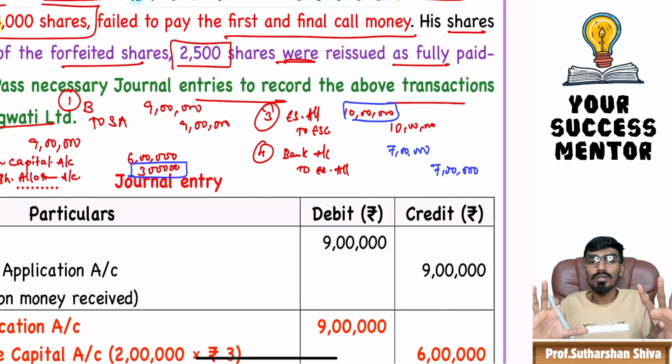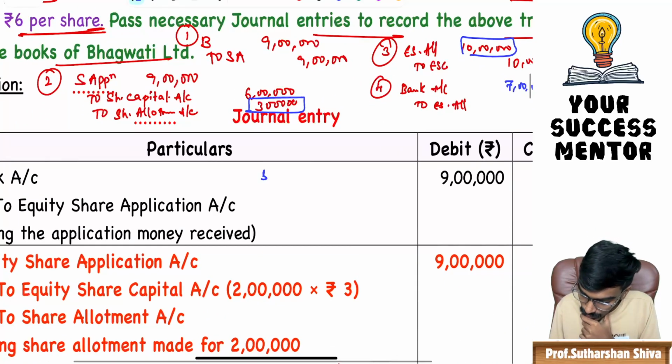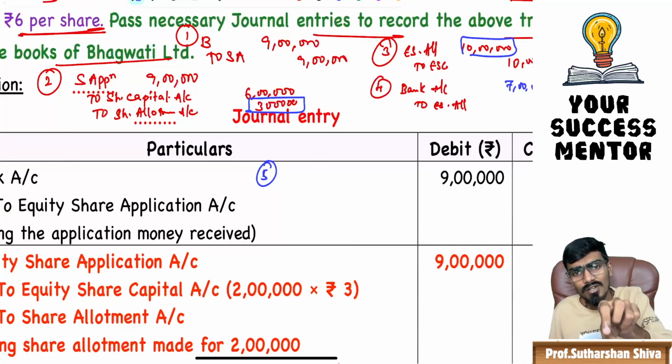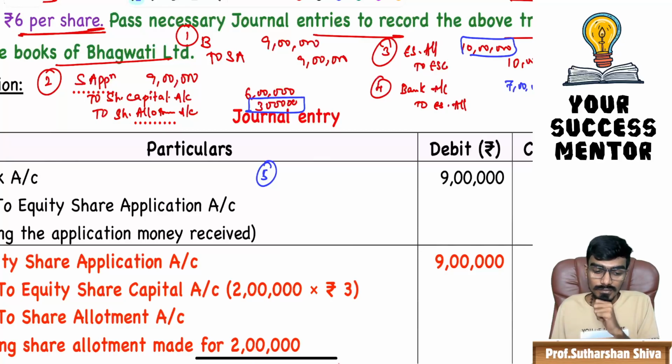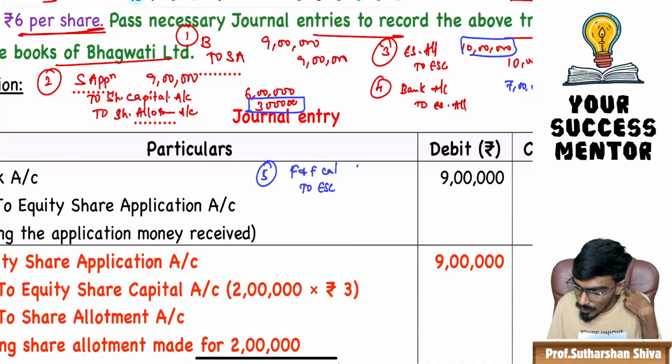So up to the fourth journal entry is so easy. Are you able to understand? Now only the complication will start. The complication will start from the sixth entry. What is the fifth entry we will be passing? First and final call money due. First and final call account debit to equity share capital. 2 rupees there. 2 rupee into 2 lakh shares will bring you 4 lakhs. Now come to the sixth entry.